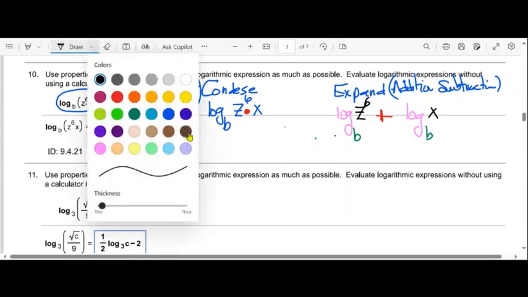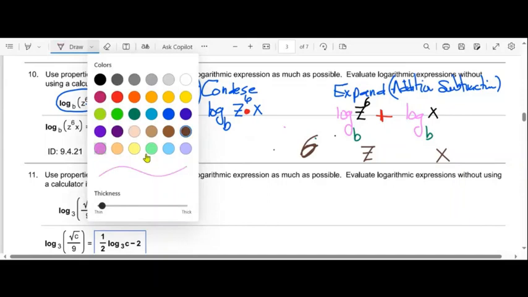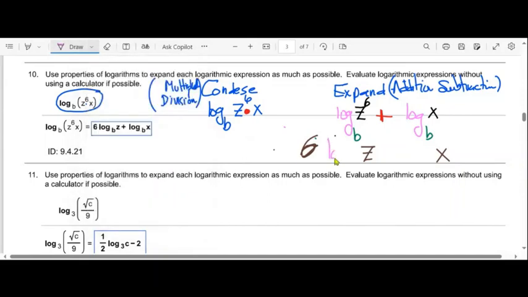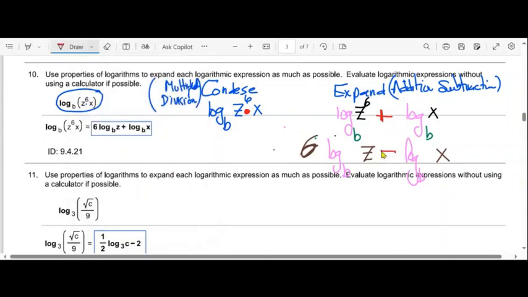Now, there will be one more step to solve this. What is the extra step? I have to move the 6 to the front. So now you're going to write log, the base is B, and here we're going to have log, the base is B. And what else do we have? The plus sign. And that's your final answer, I think.